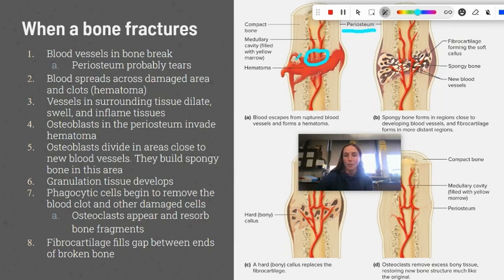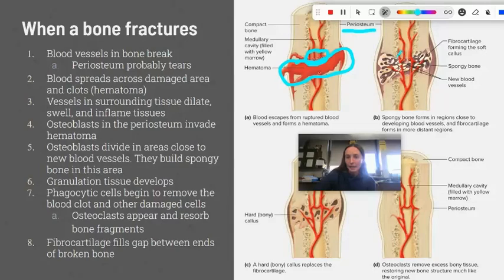When we see this happen, there's a lot of blood going on because those vessels broke. This is called a hematoma, when the blood spreads across that damaged area. This will cause vessels to dilate or get bigger. Tissues might swell, things might get inflamed in that area, and that's all really to promote healing.